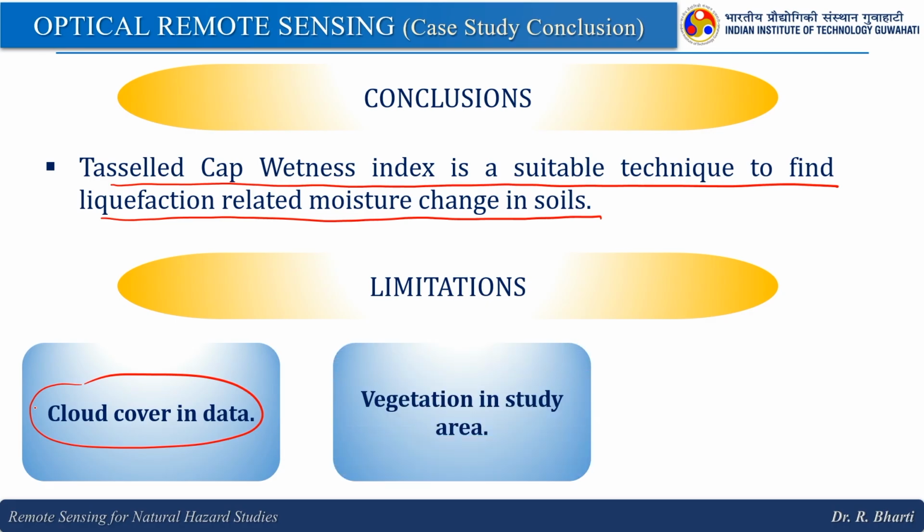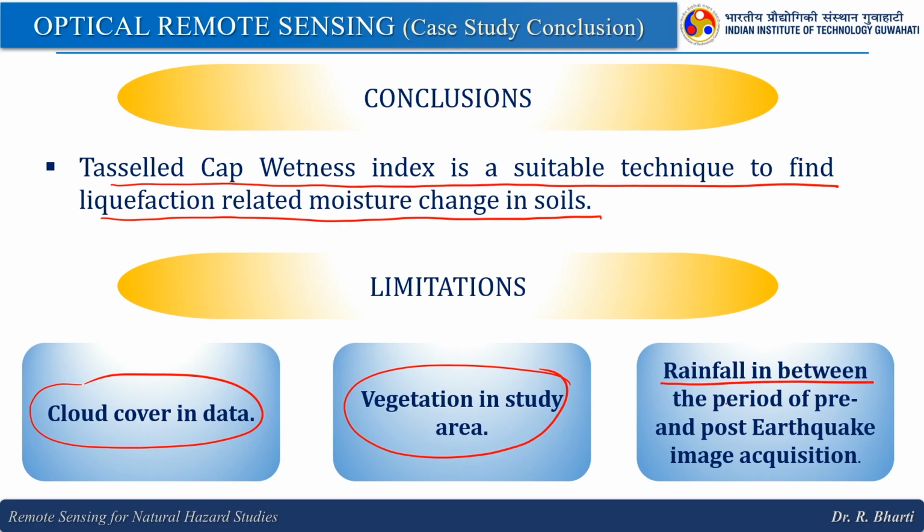talking about the optical remote sensing. Then the vegetation cover in the area, because this optical remote sensing, when we talk about 400 to 2500 nanometer, gives you the surface characteristic. If your area has vegetation, it will act as a surface and the surface will reflect the energy, and that you will be calculating. So, you will be getting the reflected energy from this vegetation. And the rainfall in between the period of pre and post earthquake image acquisition will change the wetness condition, as well as restrict the capture of this optical remote sensing data.